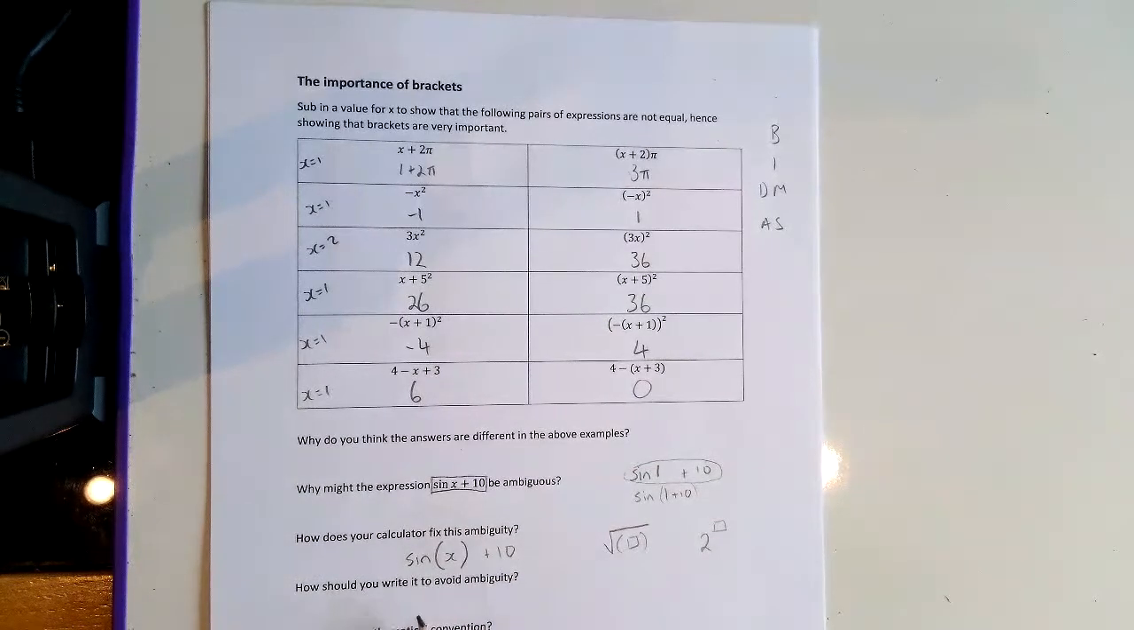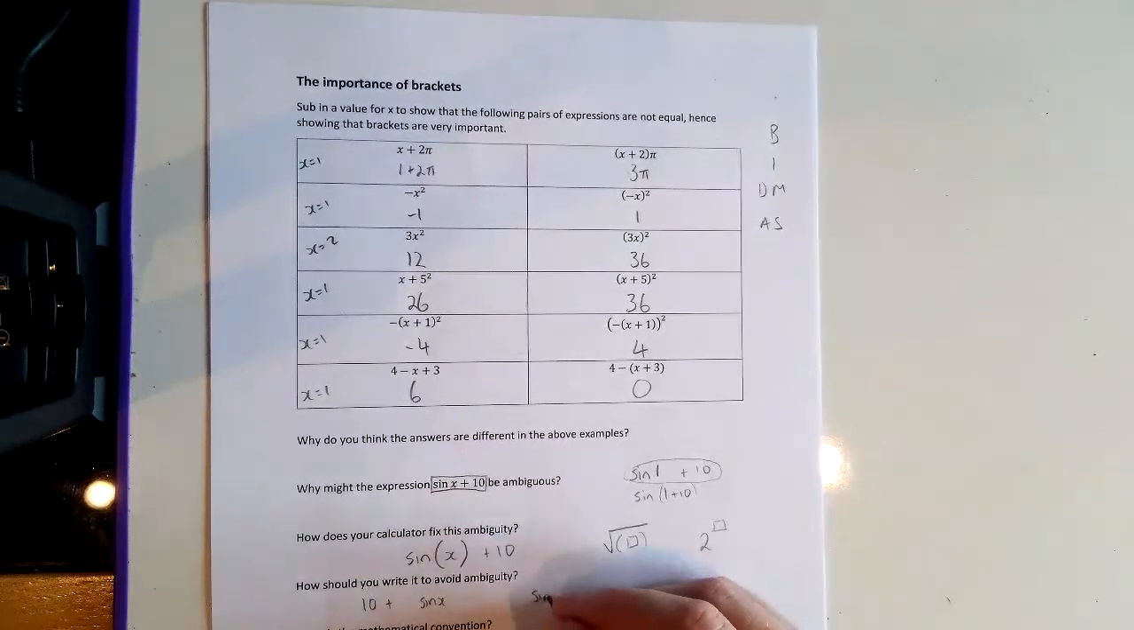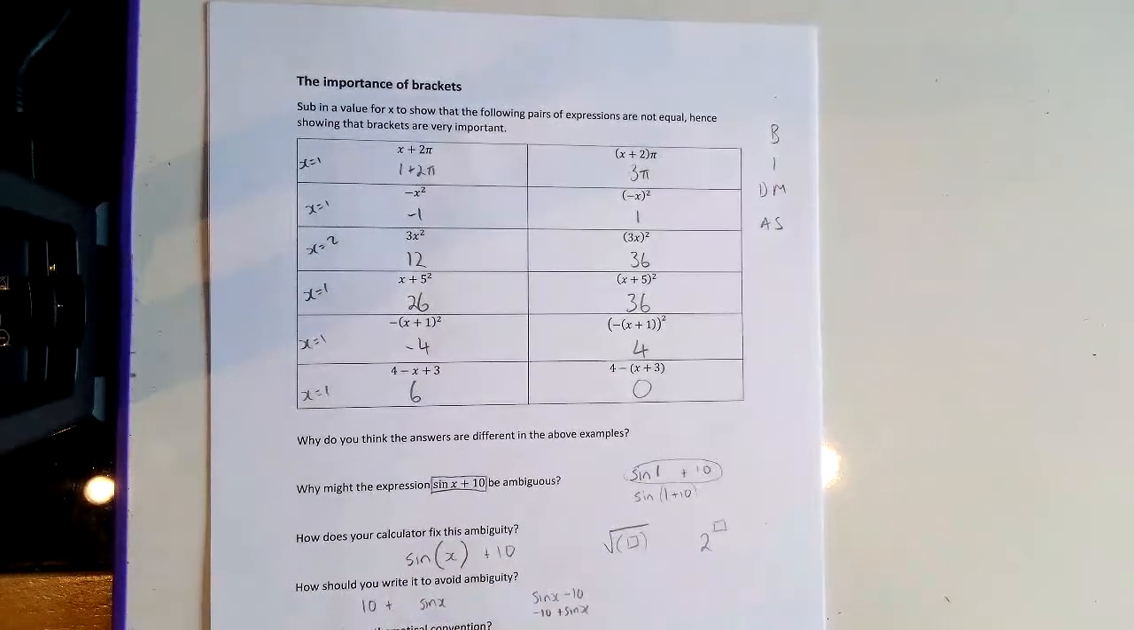And how should you write it to avoid ambiguity? Well, the way I like to write it is I like to write anything that could be confusing at the end. So for sin x add 10, I'll just write that as 10 add sin x. Or for something like sin x minus 10, I would write minus 10 add sin x, just to avoid any confusion.